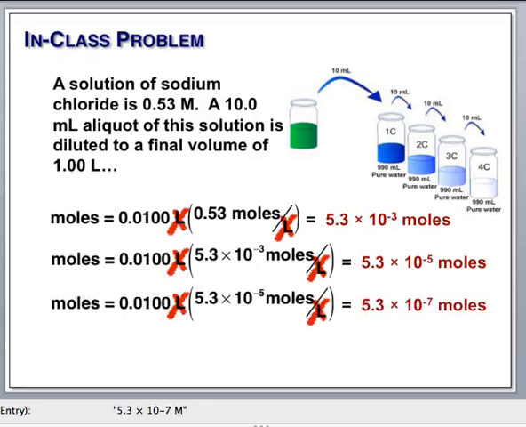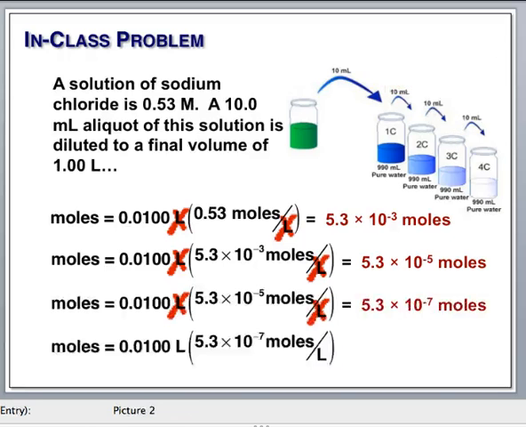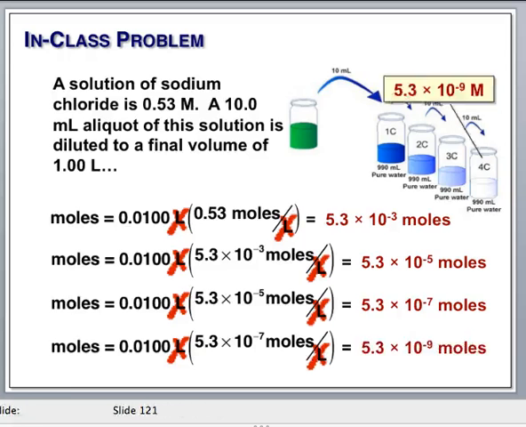The reason you do this with scientific notation is that the numbers would otherwise be very difficult to work with correctly. Finally, we're at 10 to the minus 7 molar. We do our last one: 0.01 times 5 times 10 to the minus 7. We are at 10 to the minus 9 moles per liter. So that's our final concentration.